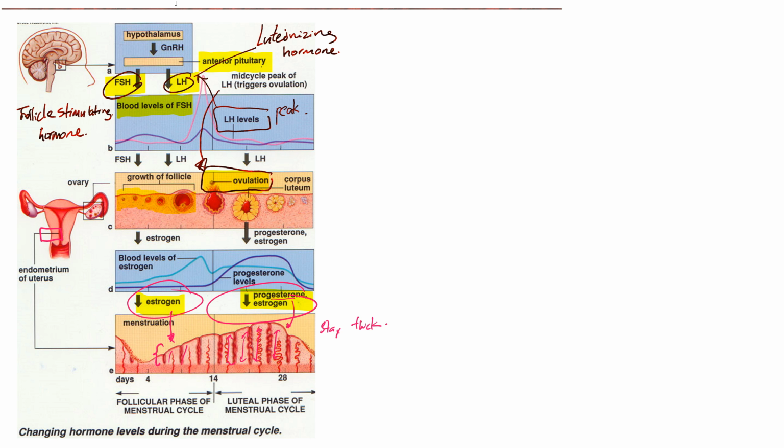Both of these hormones are going to be produced by the ovary. Okay, so both of these hormones are produced in the ovary to stimulate the increase in thickness of the endometrium, as well as maintaining the thickness of the endometrium. In this case, two things will happen.